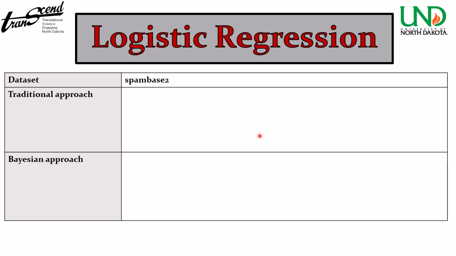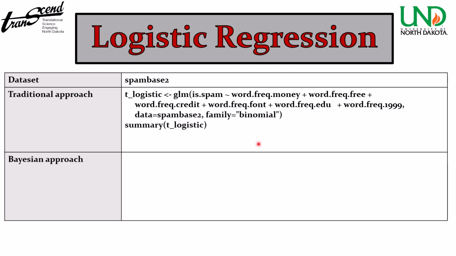So I just sampled 500 just to have something to work with here that maybe will show things that are significant and not significant. So for the traditional approach, I'm going to need to use the GLM, the generalized linear model. Our y variable is spam, so it's going to be a binary variable. I selected some of the attributes I thought would be the most relevant: word frequency of money, free, credit, font, education, and 1999.